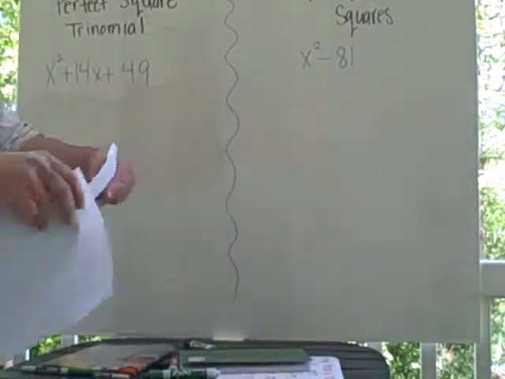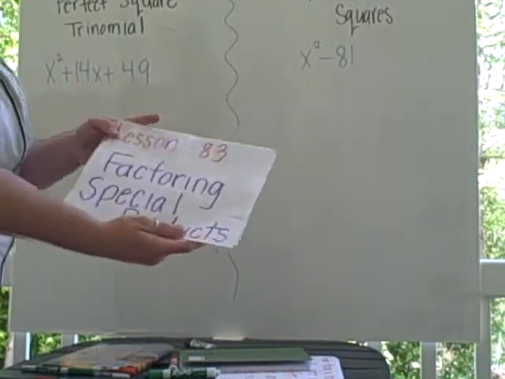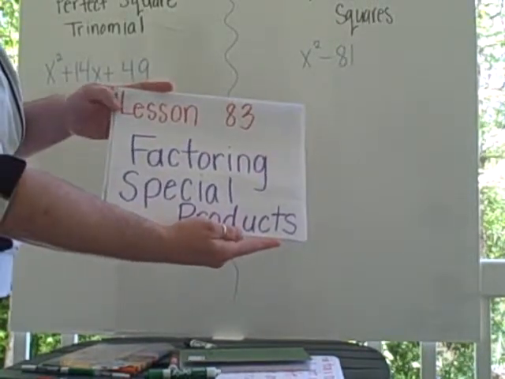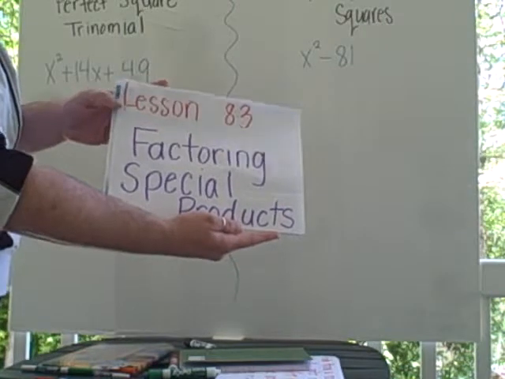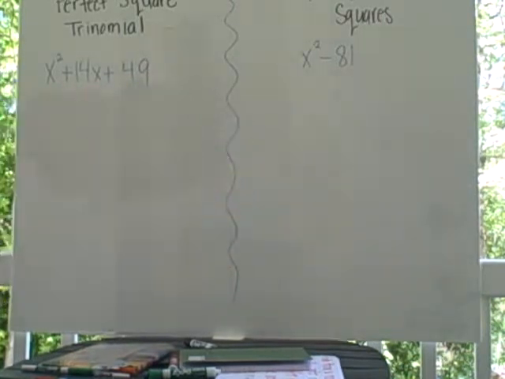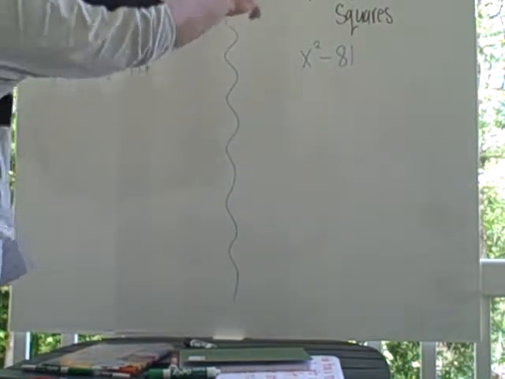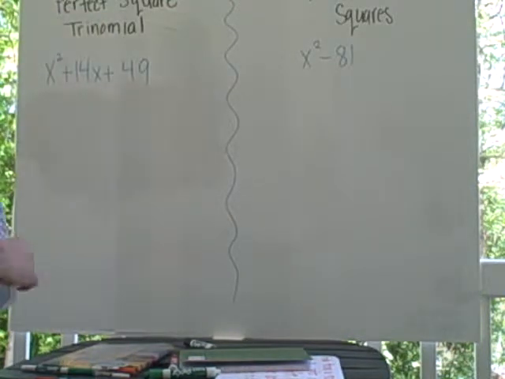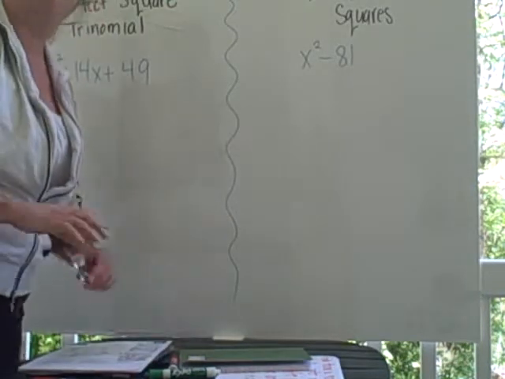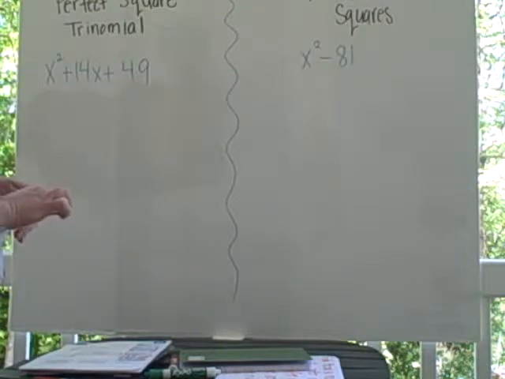This is lesson 83, factoring special products. Specifically, we're going to be dealing with the perfect square trinomial and the difference of two squares. Both of these concepts were already reviewed, so should be pretty familiar to you.